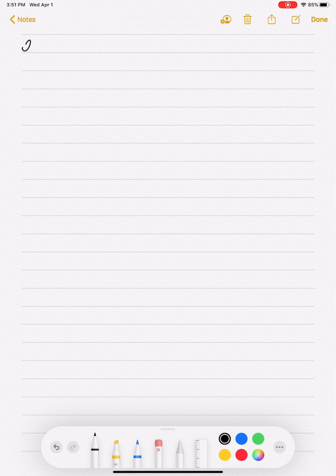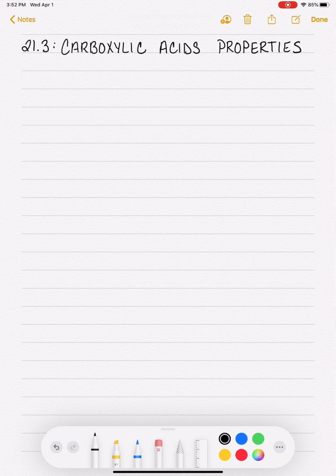Let's talk about some of the properties of carboxylic acids. We're going to look at two properties of carboxylic acids, and we're going to start by talking about their boiling points. In general, carboxylic acids have high boiling points.